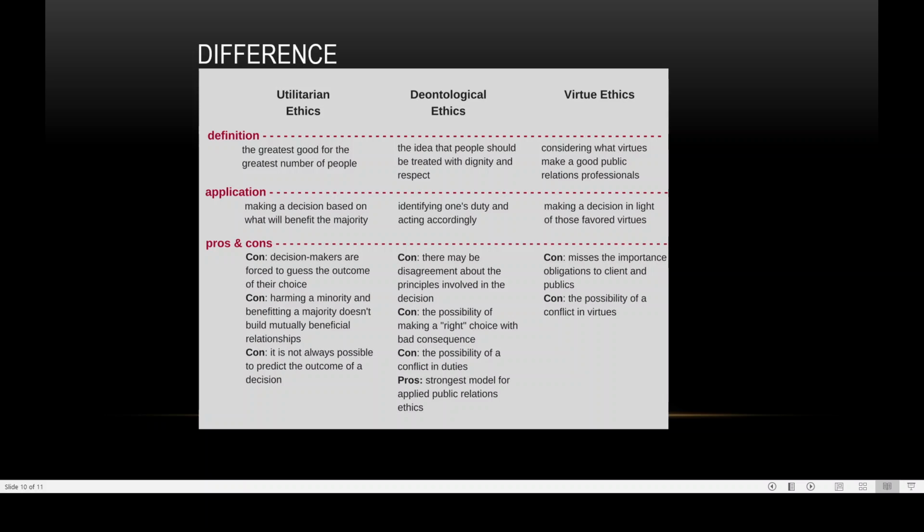What are the drawbacks of utilitarian ethics? The minority is being ignored here. You are only thinking about the majority. Then what is the drawback of deontological ethics? Sometimes your duty might lead to a bad consequence, like the classic example of the Jews. Then what is the drawback of virtue ethics? It only focuses on certain virtues, not all the virtues.